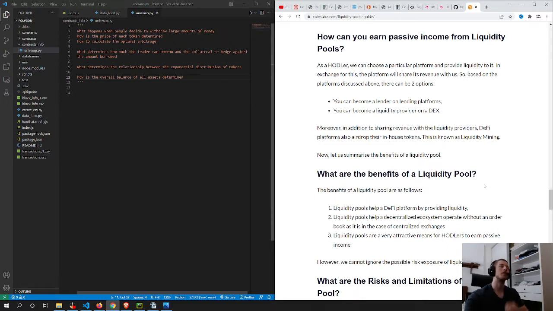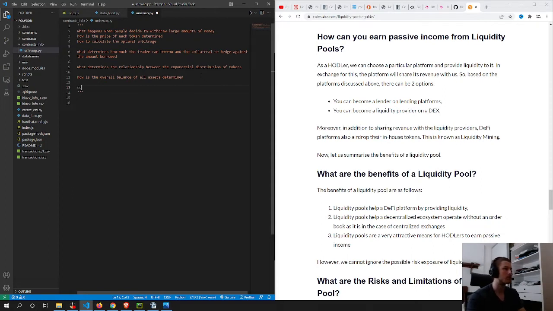So another question I have is, what about smaller liquidity pools? What happens when they are starting, and how is the price equilibrium reached? Let me think. Yeah, I still don't understand really well how the correlation between the amount of assets in the pool and the overall price of the token is determined.